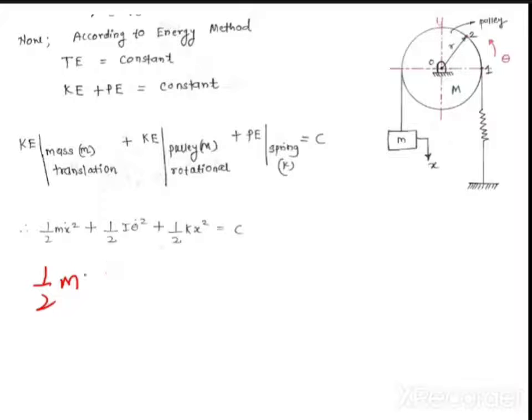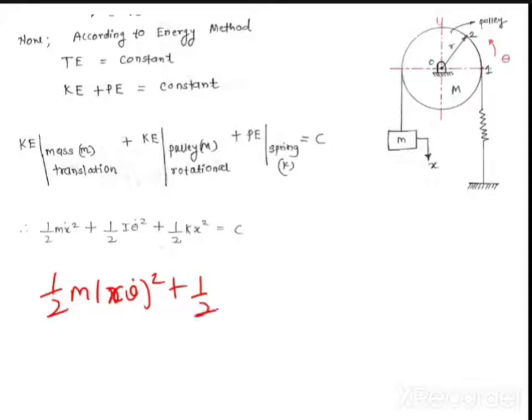What is x dot? x is equal to R into theta, so x dot will be R into theta dot. Try to understand that. Okay? So 1/2 of m into (R theta dot) square plus 1/2 of I theta dot square.